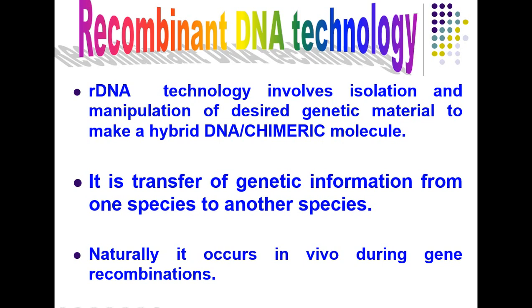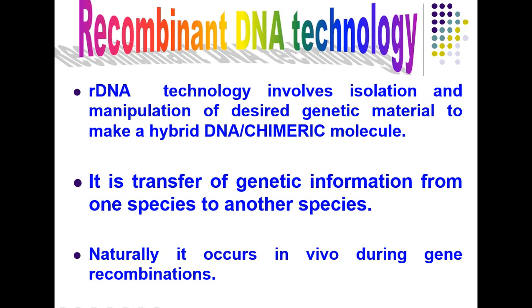So by using this rDNA technology, we are isolating a gene and we are manipulating the gene. Manipulating means we are actually deciding the gene fate. We are controlling the gene function. So that is why I am using a word called manipulation. So rDNA technology involves first isolation of genes, then manipulation of the desired genetic material to make a hybrid DNA or chimeric molecule. This is what we are doing actually in the recombinant DNA technology.